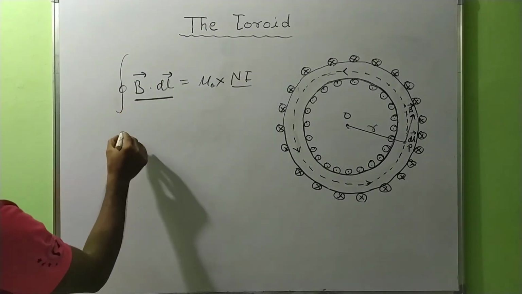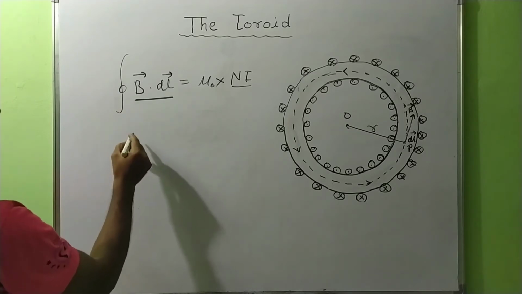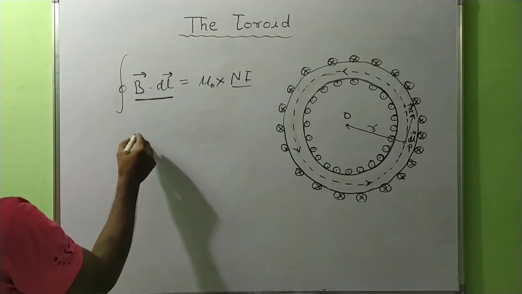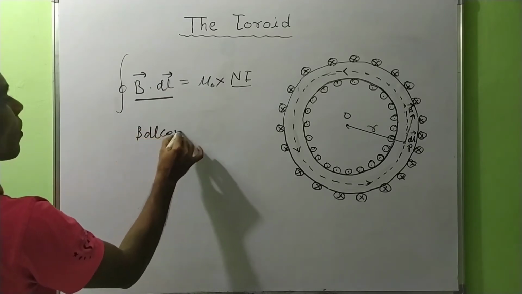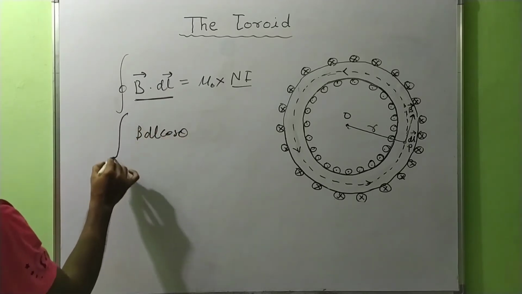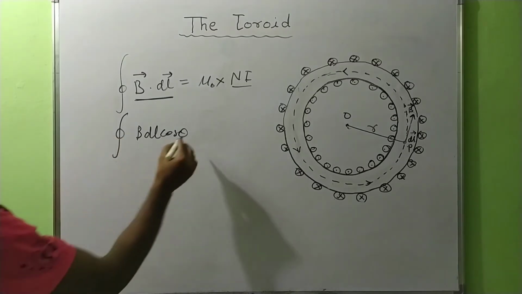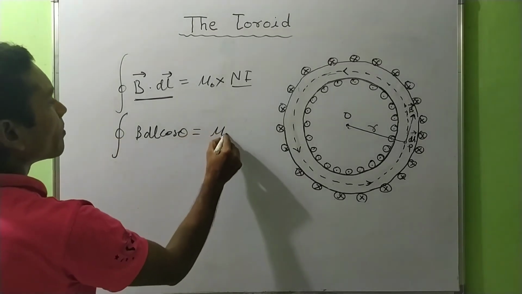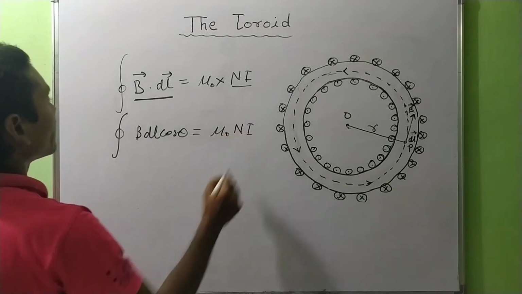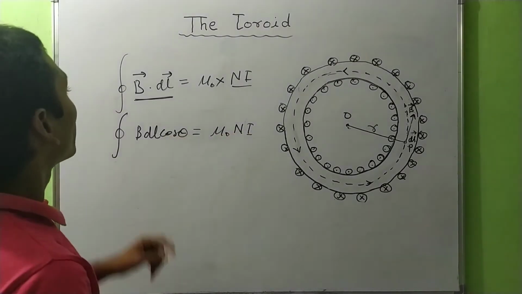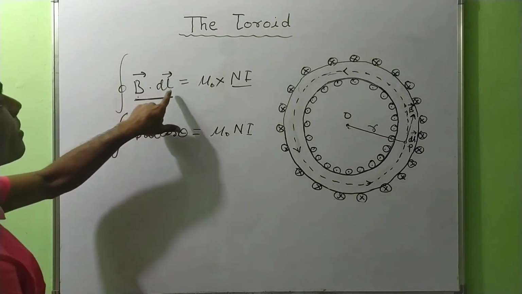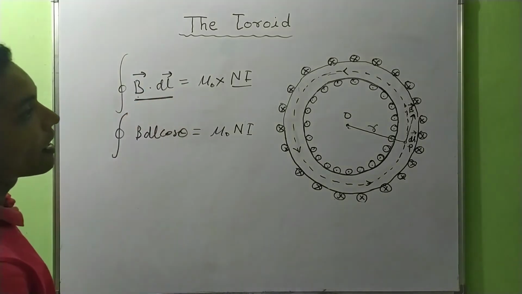By the formula of the dot product of two vectors, vector B dot vector dl will be equal to B dl cos theta, and here the integral will be equal to mu naught NI. This theta is the angle between the magnetic field and the small element dl.